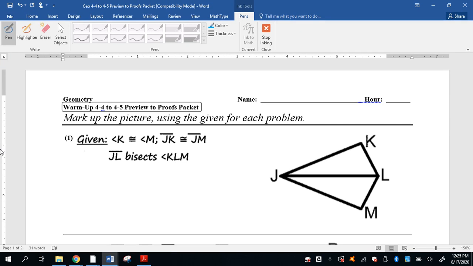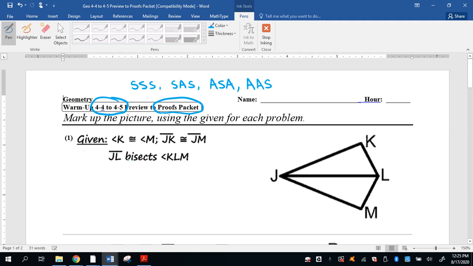Hello, this is Geometry. We're going to preview the 4-4 to 4-5 proofs packet. Before we formally go through these triangle congruence proofs, we're going to just go through marking up the picture and figuring out if we would prove the two triangles are congruent by side, side, side, or side, angle, side, or angle, side, angle, or angle, angle, side.